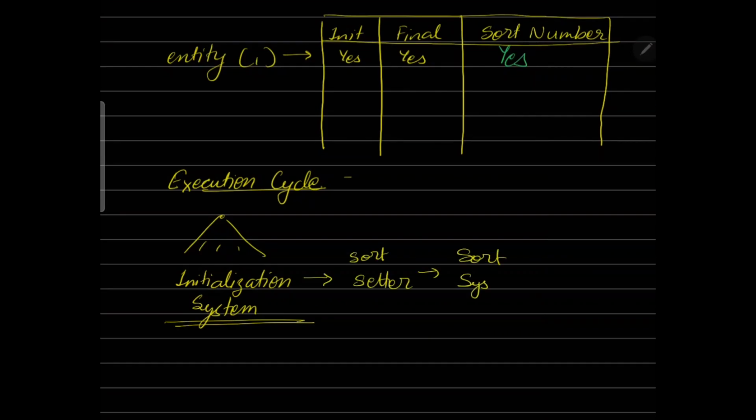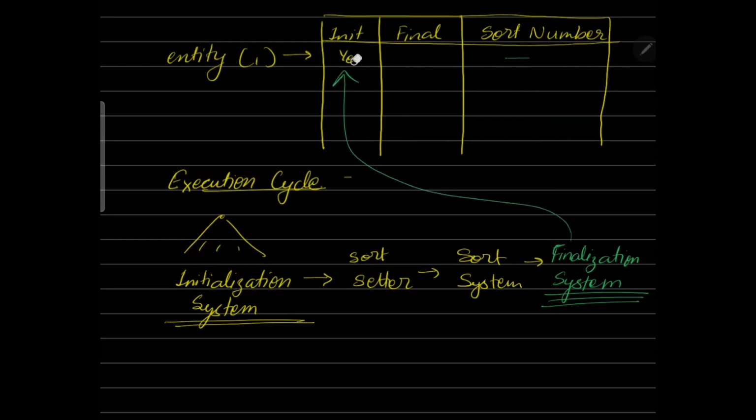At the end of the execution cycle, the finalization system takes its turn. It cleans up the assigned components and the entity for future reference and recycling. And there you have it. The execution process is complete, with each system playing its part in shaping the behavior and state of our entity.